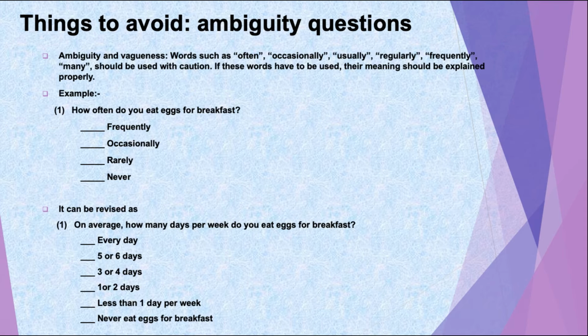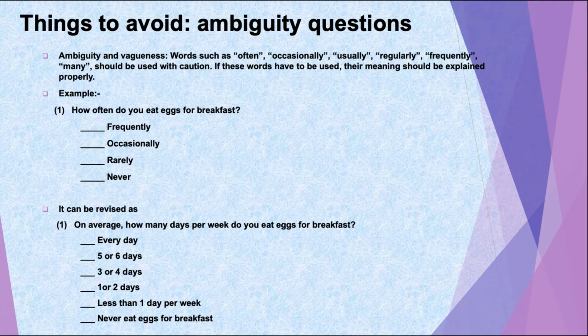Then ambiguity. Ambiguity and vagueness: words such as often, occasionally, usually, regularly, frequently, many should be used with caution. If they have to be used, their meaning should be explained properly. For example, this question: how often do you eat eggs for breakfast? Frequently, occasionally, rarely, and never. Someone eats one egg per week, and he puts it as occasionally. But someone else also eats one egg per week and he puts it as rarely.